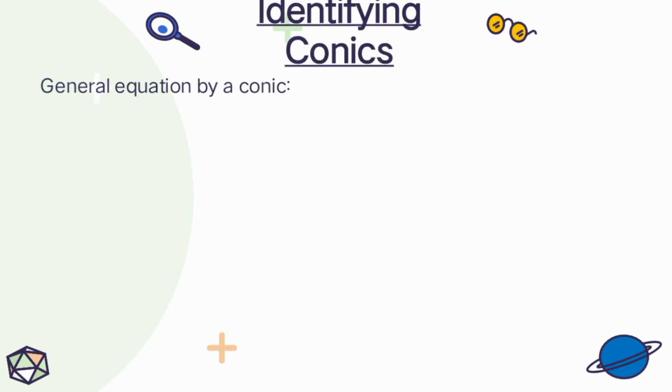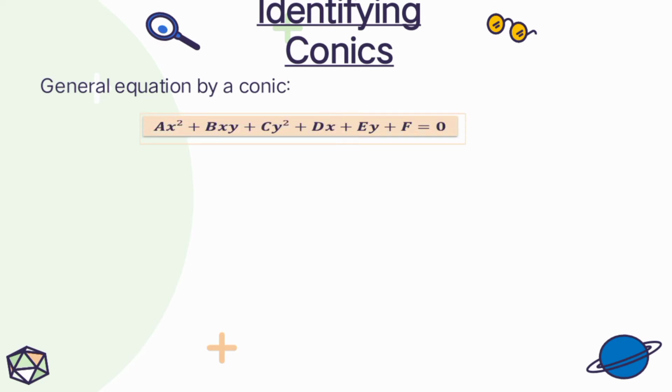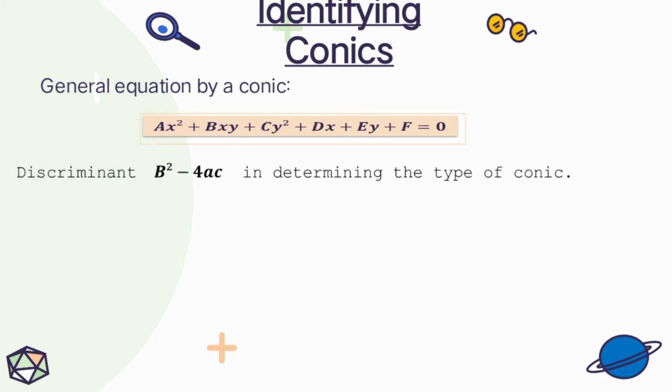In order to identify the type of conic, we first familiarize the general equation of a conic: Ax squared plus Bxy plus Cy squared plus Dx plus Ey plus F is equal to 0. To identify the type of conic, we need to use the formula of a discriminant, which is B squared minus 4AC.